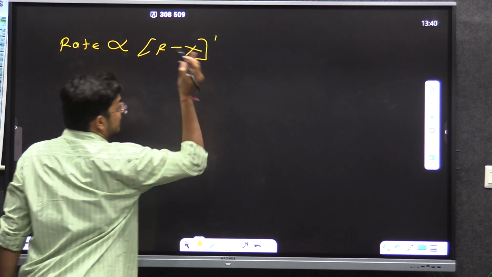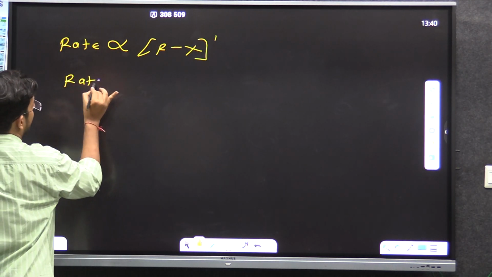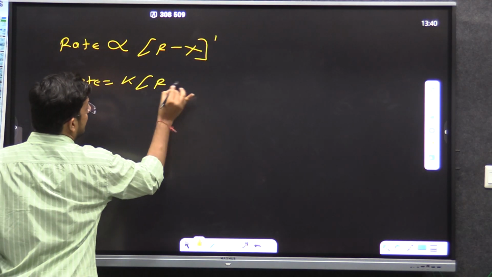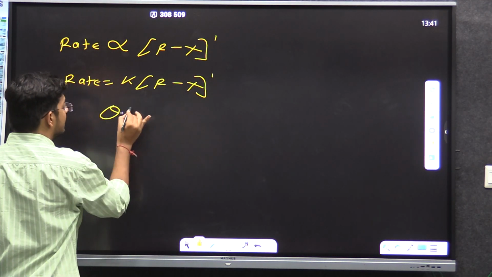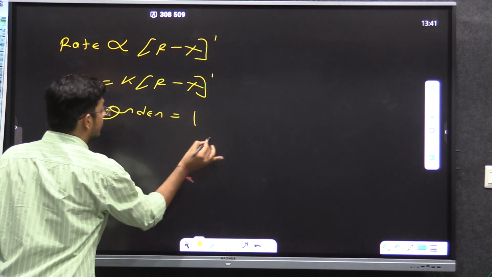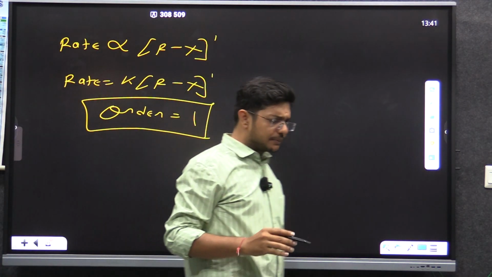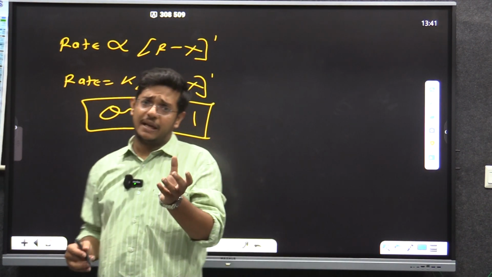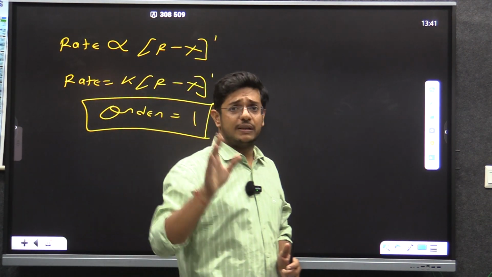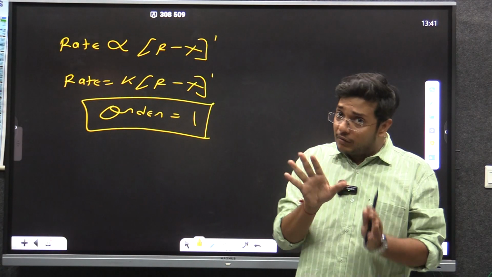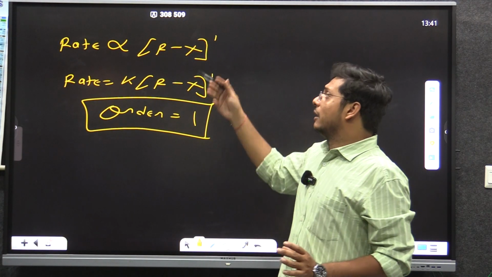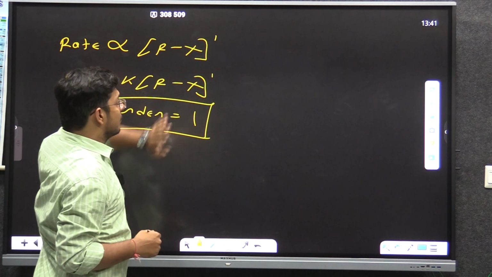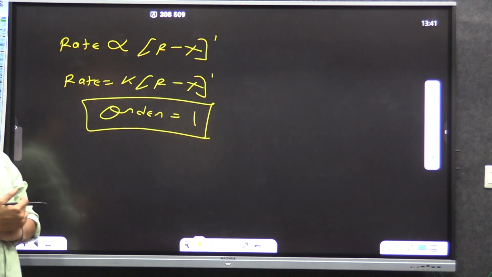Its power should be 1, or you can say rate should be K[RX], and hence this is known as first order kinetics. I believe that you know the term order. Order can never be predicted by observing the reaction; order is always experimentally measured. From the experiment we consider this to be 1, and we can say this is first order kinetics.